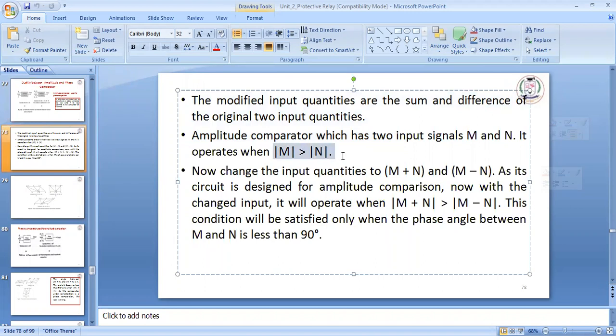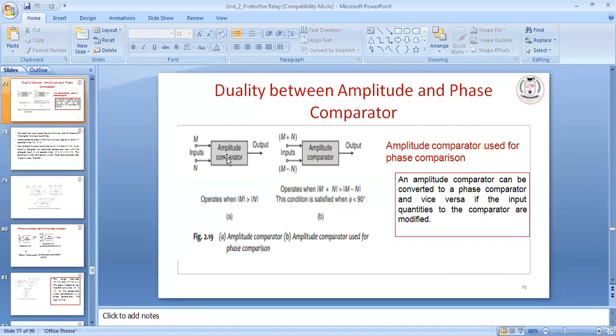An amplitude comparator will just check whether m is greater than n. If m is greater than n, then this comparator will give us output. That means this is a fault condition. Here n is the normal current and m is the actual current. So if the actual current goes beyond the normal current, this amplitude comparator will show an error.